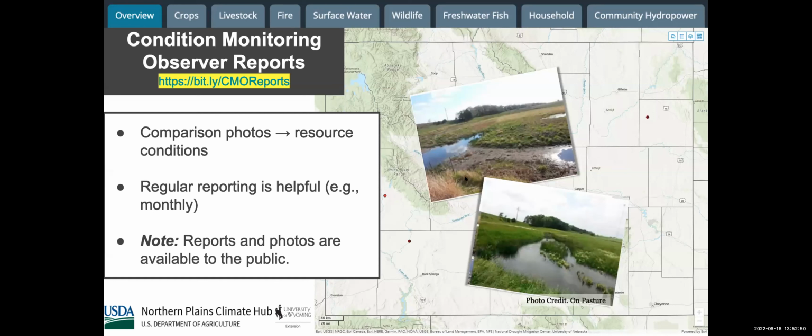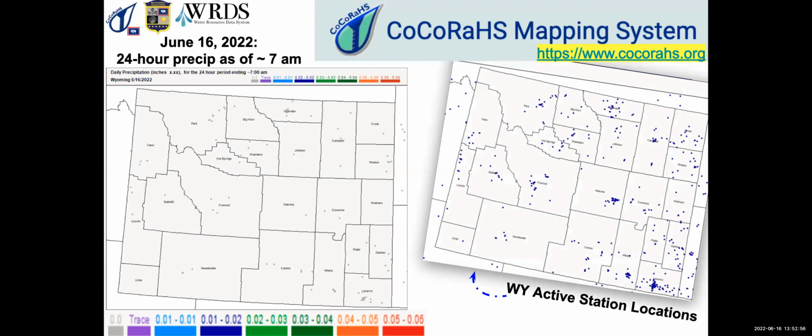The photos that are uploaded to this site are publicly available, so just keep that in mind when you're uploading. If you go to the next one, the other way you can help is to become a COCORAS observer. While you can also send in the condition reports through this system, it was originally set up so we could get a really good idea of the differences in precipitation over real short distances. Observers are given a 4-inch diameter rain gauge, and they can submit their precipitation readings online each morning.